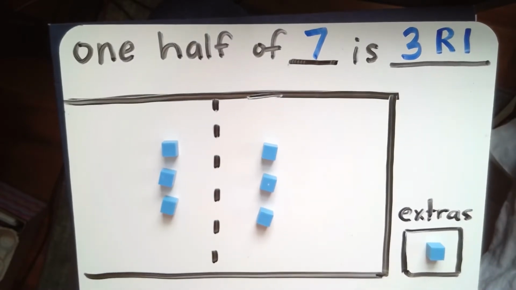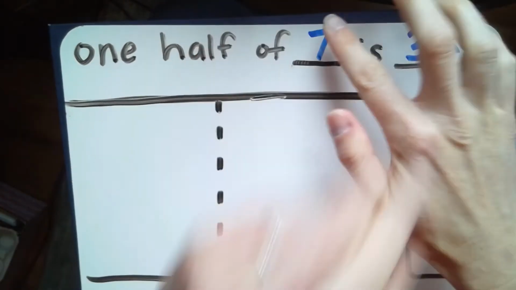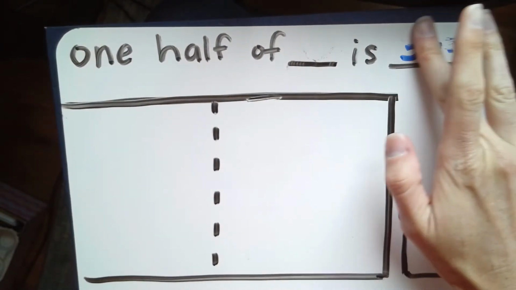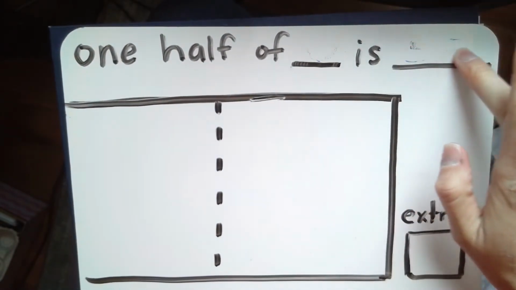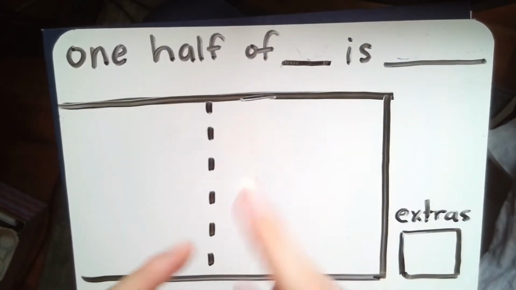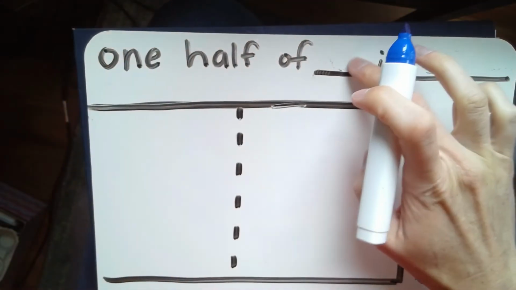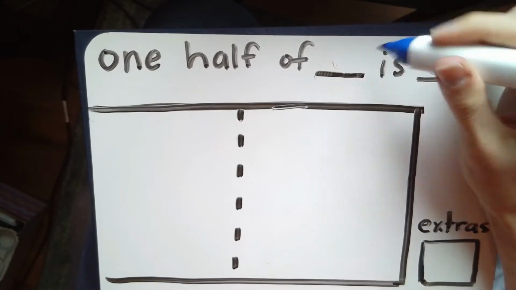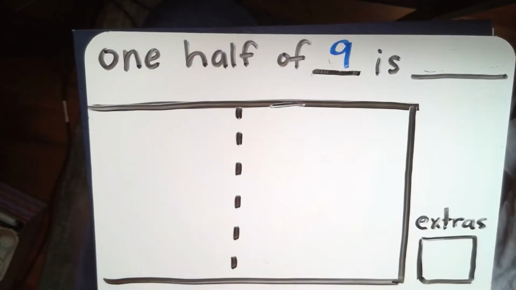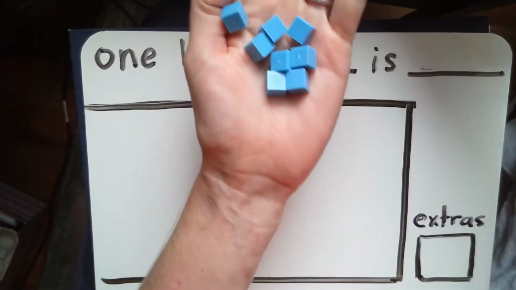Let's try another one. So instead of 7, let's count our odd numbers. We have 1, 3, 5, 7, 9, 11, 13, 15, 17, 19, 21, 23, and it keeps repeating by those odd numbers. Okay, so after 7, let's say 9. Let's find 1/2 of 9. Let me get my 9 cubes. I have 7, 8, 9.